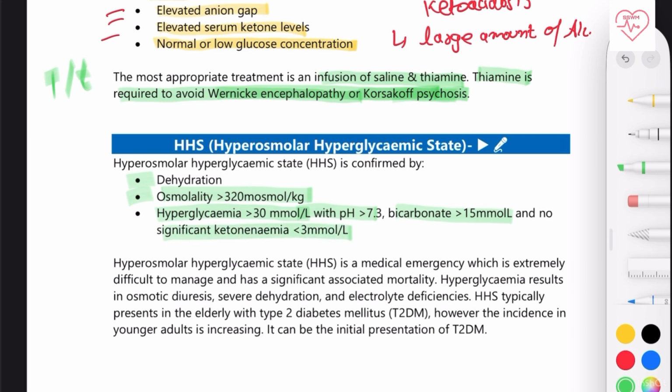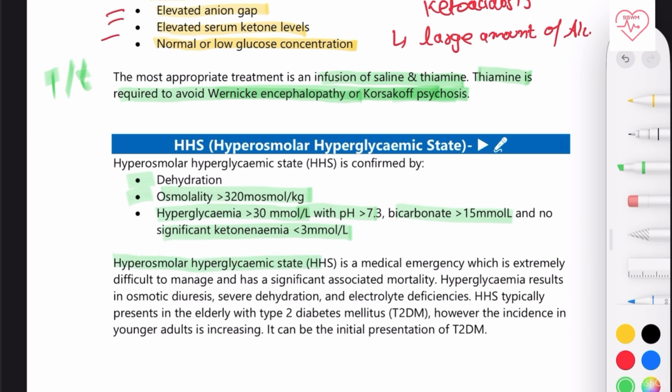See guys, I could leave this for you to read yourself, but what I really want is to read it with you, so you will go through each and every point with me together in this lecture, and you don't need to come back and read it yourself. That's why I'm reading it also. Okay. So, hyperosmolar hyperglycemic state.